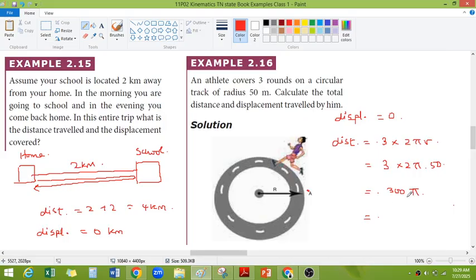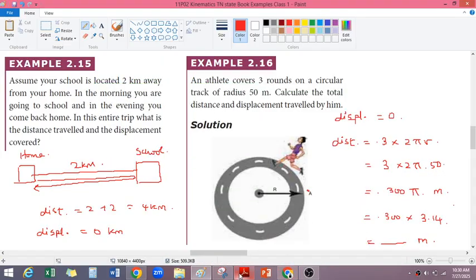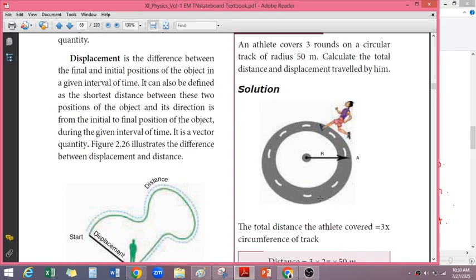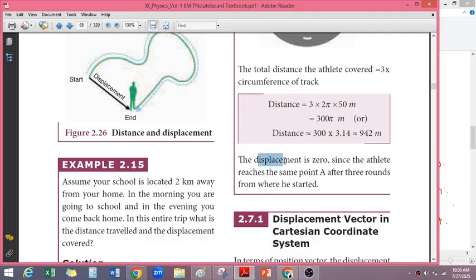So 300 pi. If you want, you can simplify this further. So something like 300 into 3.14, so something close to 900, slightly more than 900. Right? So that will be your answer. Yeah, so 942 meters. Displacement is 0.